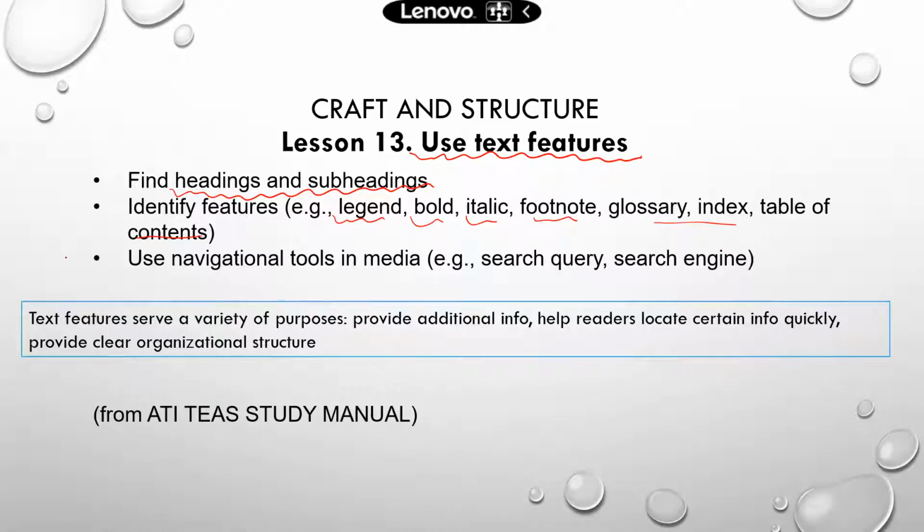I don't have any content for the last bullet point because I think it's pretty straightforward and everyone has done some kind of search. You are all very familiar with how to use navigational tools in media to find relevant information. All right, the reason that we need to look at text features is that these text features serve a wide range of purposes. They provide a clear organizational structure, provide additional information, and help readers locate certain information very quickly.